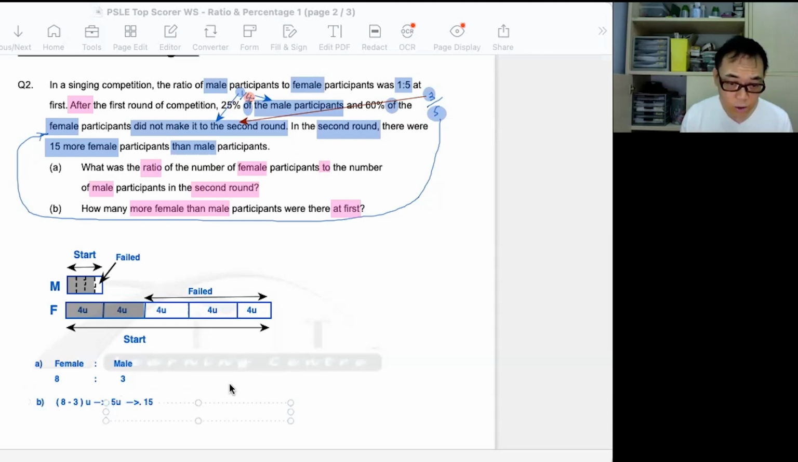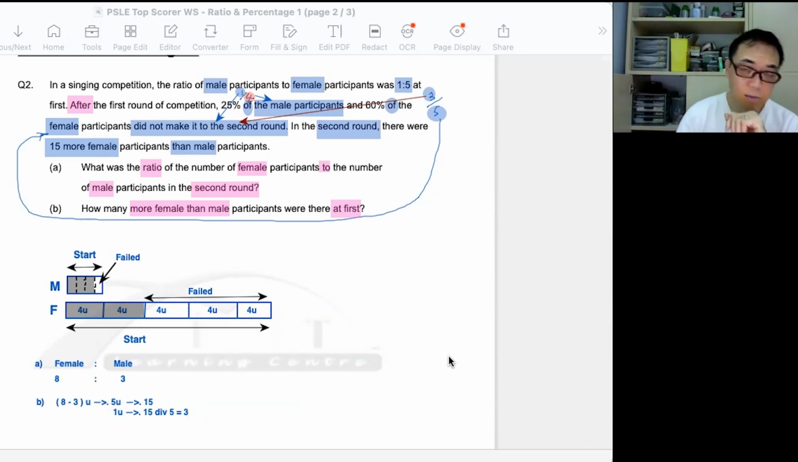So naturally, 1 unit would be how much, Jonas? 3, right? Okay, good. So that's 15. I don't have the divide sign, so I'm going to use this. Divide by 5. And that will give me 3. So if 1 unit is 3, how many more female than male at first?